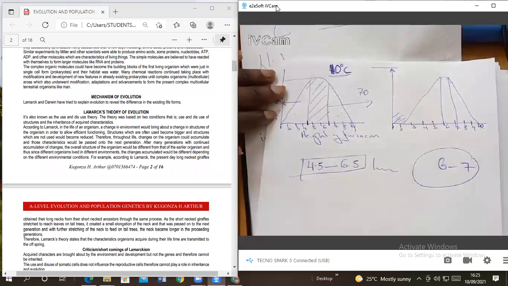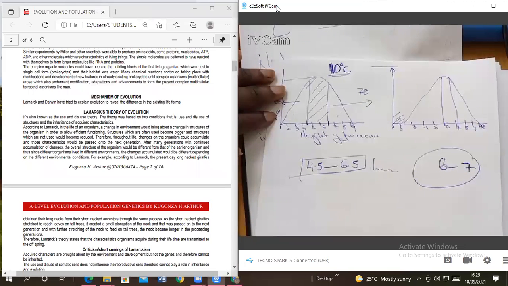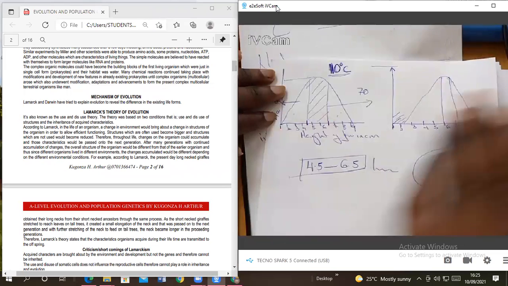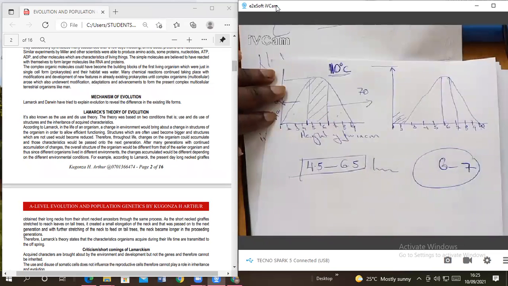Now it means the graph has shifted, the mean has shifted towards the length, towards the individuals with the long fur.